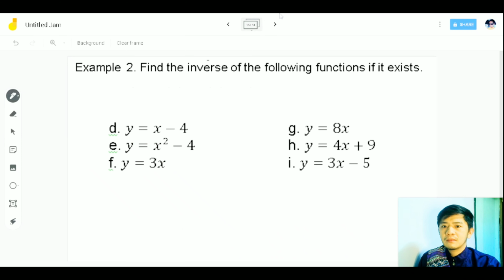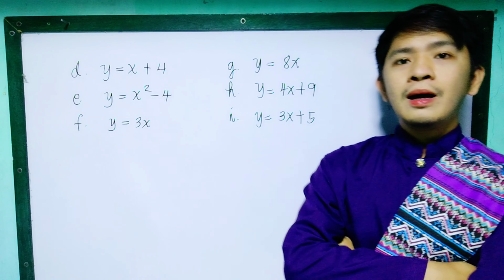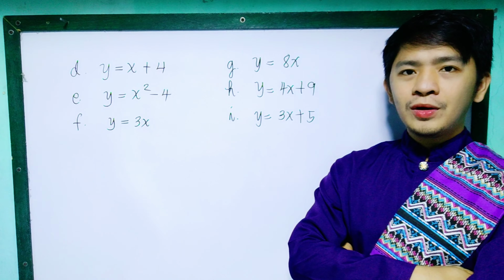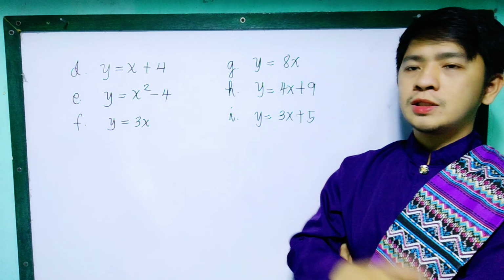So next, for letter D up to letter I, we are going to find the inverse of the following functions if it exists. So I'm going to use this whiteboard for me to show how to find it. Okay, so nandito na ako sa whiteboard. We will find the inverse of these functions.